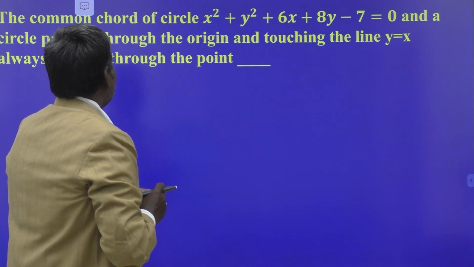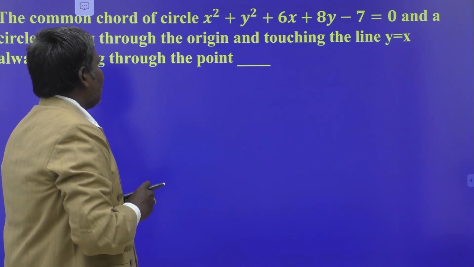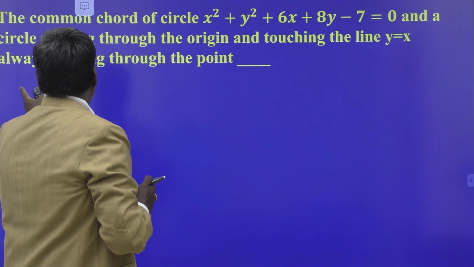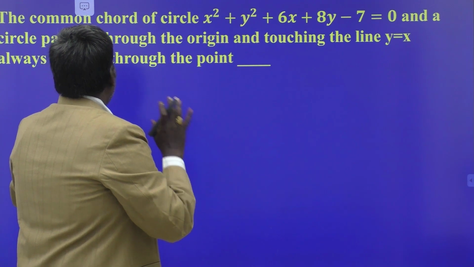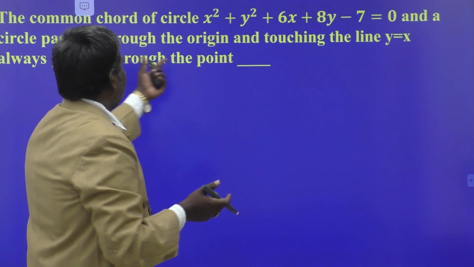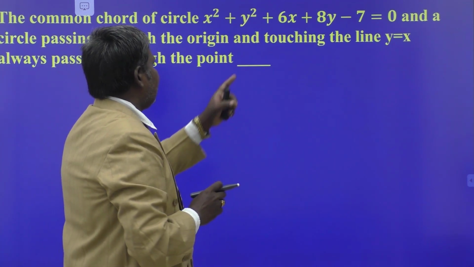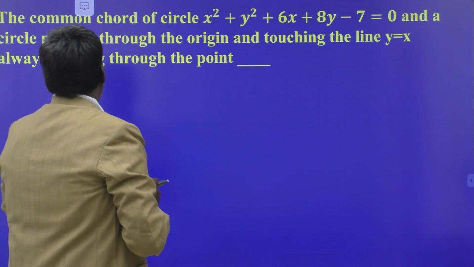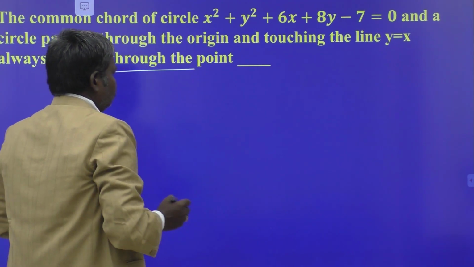This is the question. The common chord of the circle and the circle passing through the origin and touching the line y equal to x always passes through what? The common chord of the first circle and the second circle is given indirectly to you. That circle passes through the origin and touches the line y equal to x. That is the question.